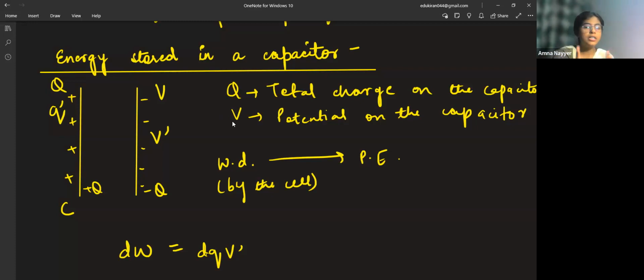Now, entire work done will be converted into potential energy. Whatever work is done by the cell, because we'll connect the capacitor with the help of wires to a battery. Now, the cell will perform certain work, where charges will move here and there. That you don't need to see right now. But what actually happens? Entire work done gets stored in the form of potential energy.